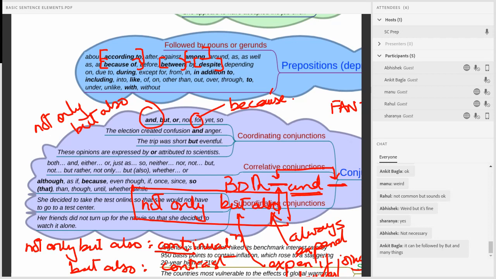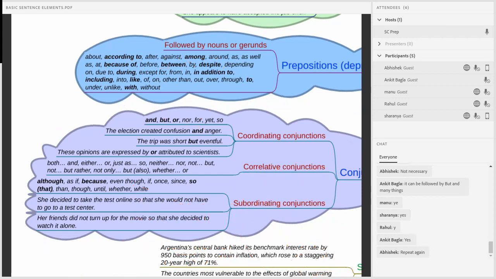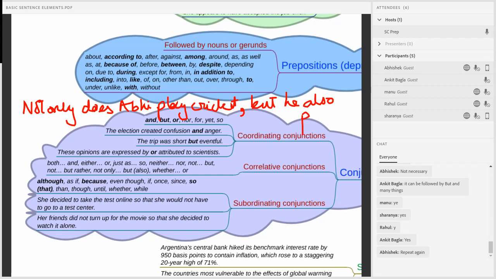Quick check. Is everyone comfortable with this point? Right, Abhishek. So, for example, let me give you a sentence. Not only does Abhishek play cricket, comma, but he also plays football. You can unmute yourself. Does this sentence sound okay? Yes, sir, it's okay. Perfect.